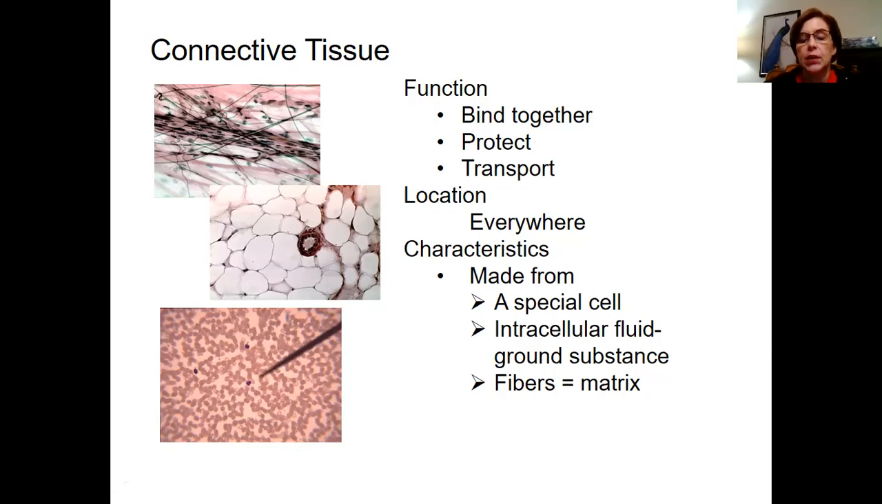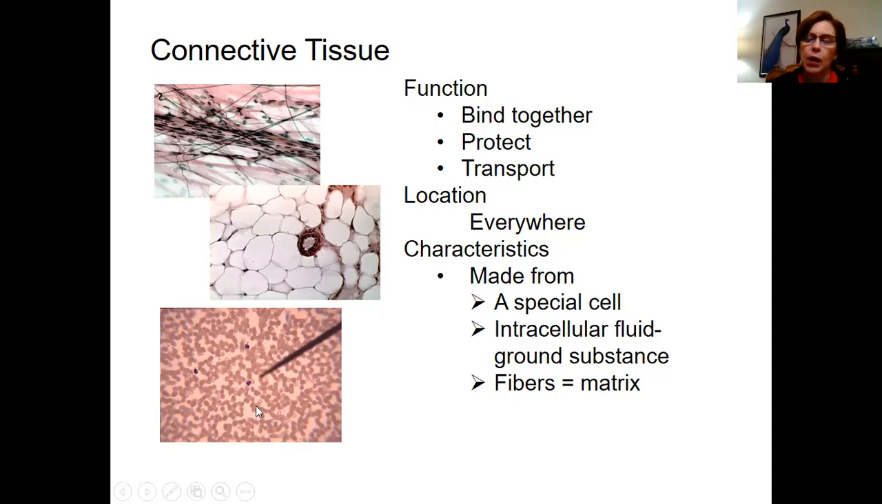Each of the tissues have these in different amounts. So if we look at this top tissue, this is called areolar tissue, lots of fibers. And in between the fibers is a fluid. It's kind of jelly-like. That's the ground substance. And then you see these black dots. Those are cells. They're called fibroblasts. That's the special cell. They build the fibers. This is probably the most balanced connective tissue that we have, in that it has an equal amount of special cells, an equal amount of fibers, and an equal amount of fluid.